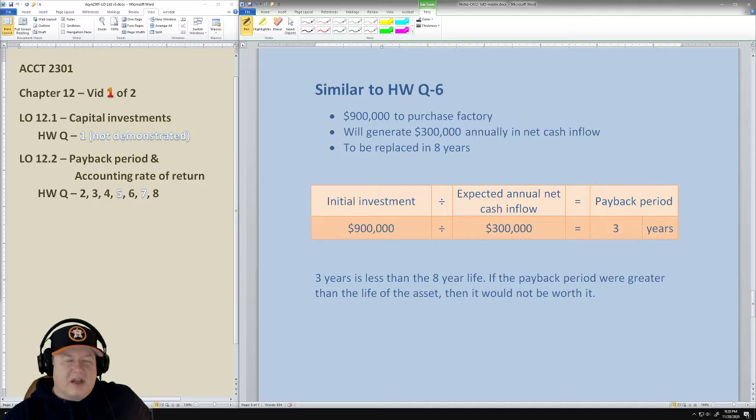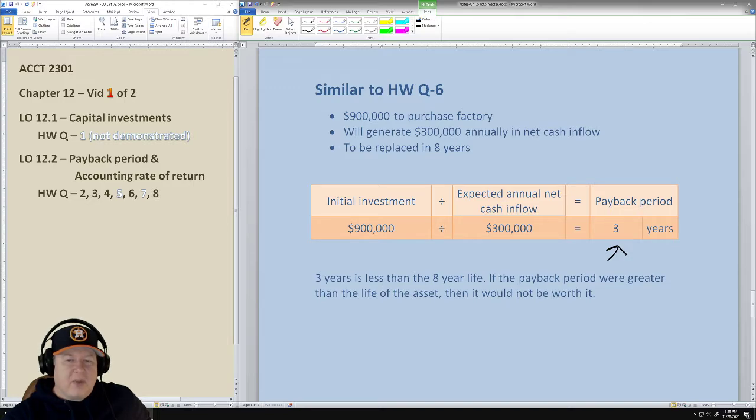So question number 6 is a relatively simple question, but it's designed to highlight this fact. $900,000 to purchase this factory. This is our investment. This is our cash flow, and we're trying to figure out the payback period. So remember, payback period does deal with cash flow, so we're okay. All we do is divide it out. It's a payback period of 3 years. It takes us 3 years to get back the amount of cash that we initially spent. So you notice the payback period is 3 years.